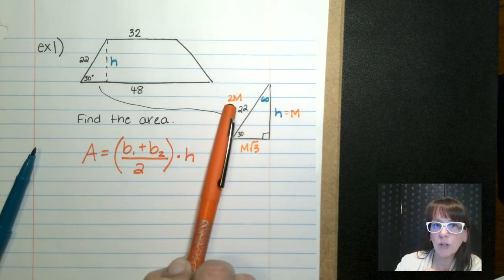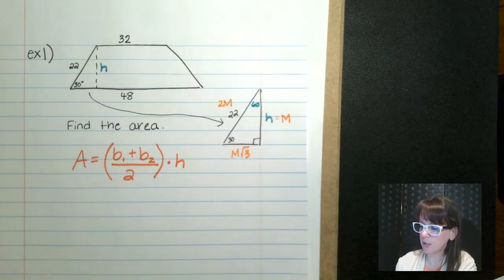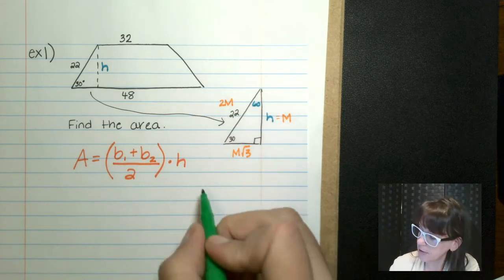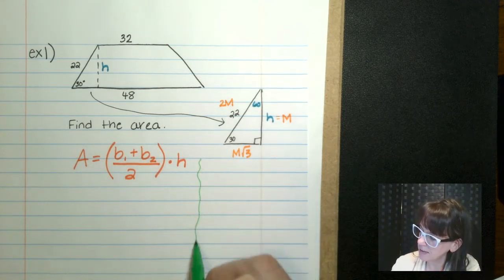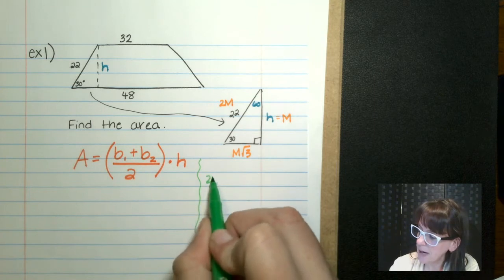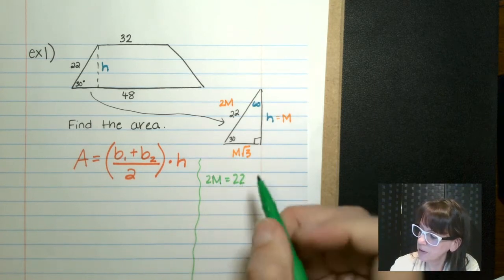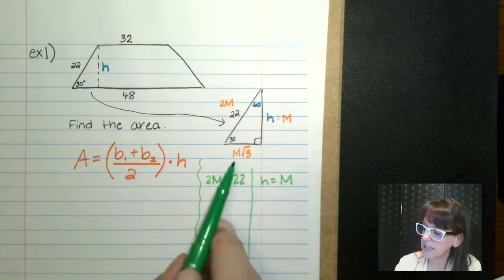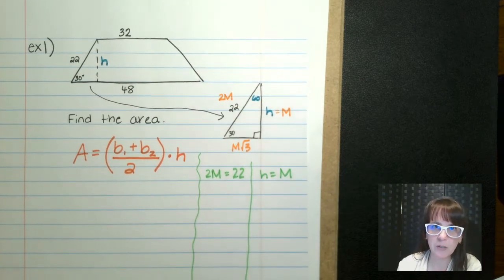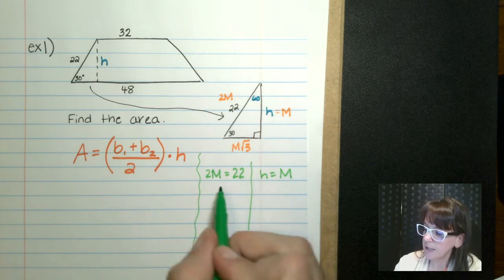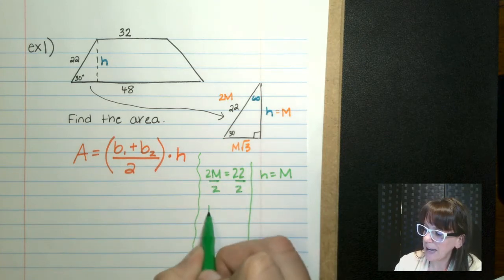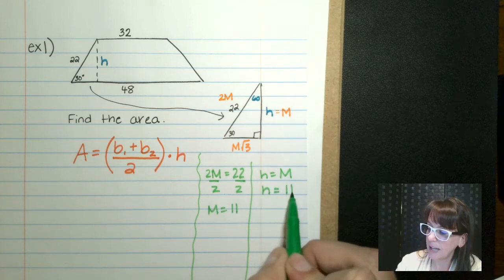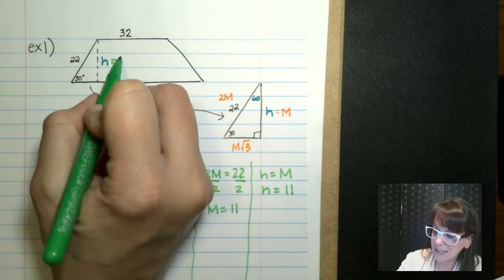If you take a look over here, I have 3 equations here. Sorry about that, I'm moving the paper all on you. Let me get this out of the way. So we have 2M equals 22. We have H equals M. And then we have this other one, M root 3, but I don't care about that because we don't need to figure that guy out. So if I look at this, I divide both of these by 2. I get M equals 11, which means H equals 11. So my height is 11.